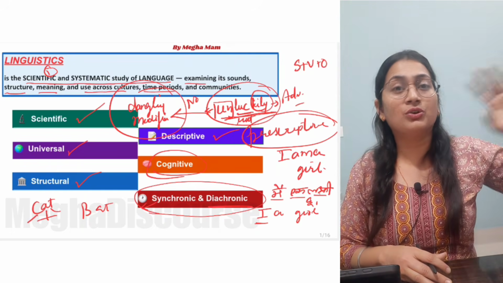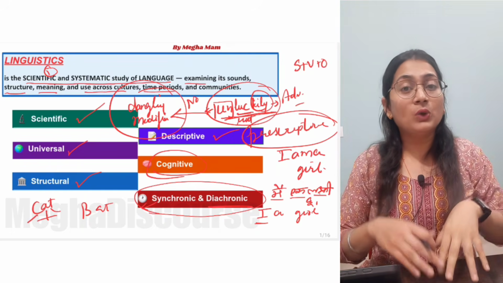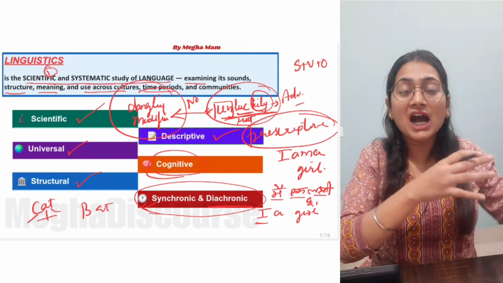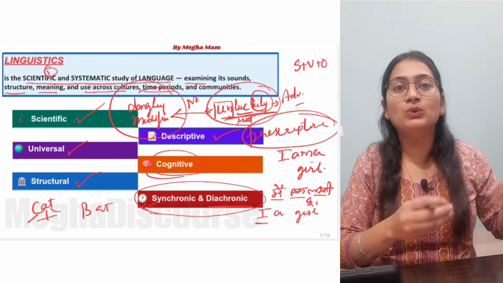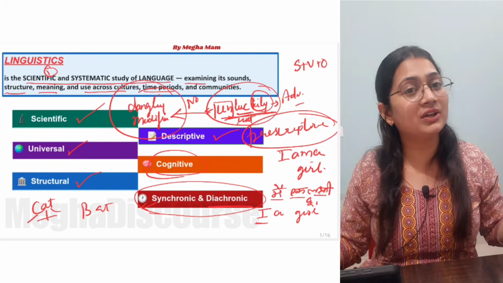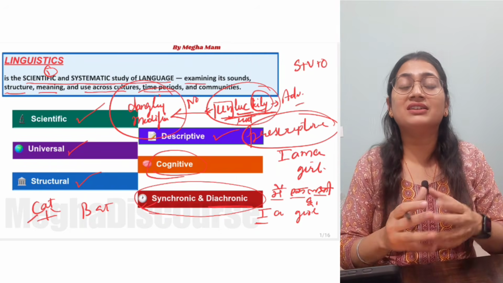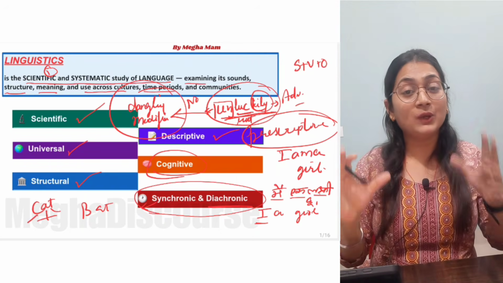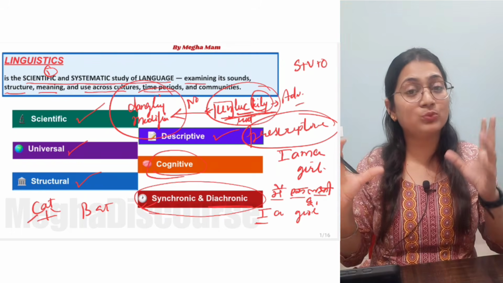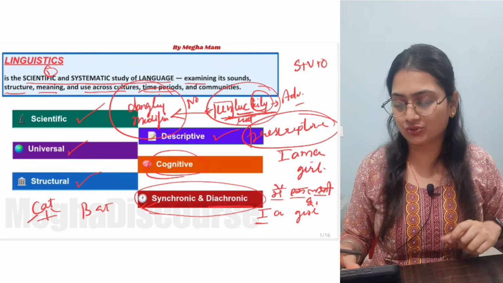In Old English, romance was for adventure. Now romance is for love. So this semantic shift, how the meaning of the word changes, is called diachronic. Okay, so this is linguistics. This is the meaning of linguistics, and I hope you can better understand all these points. Now let's move to the next one.